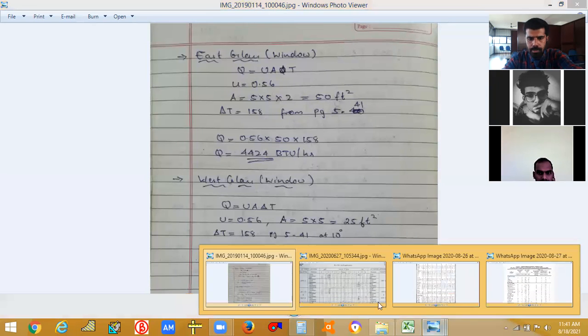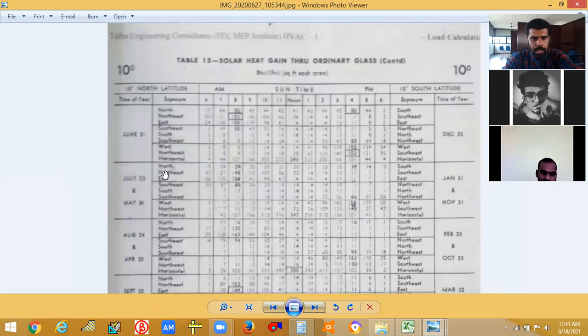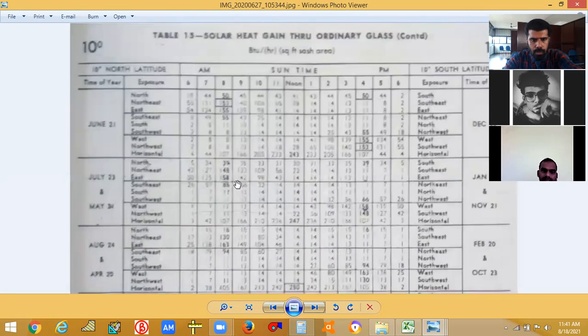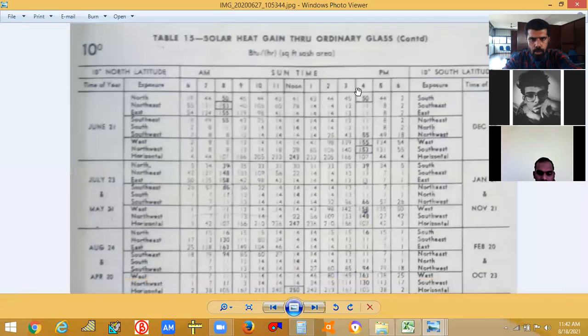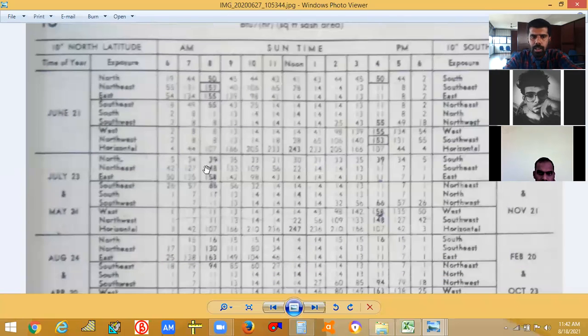For example, you can use the same step, but it is not from the north, it is from the east, and next from the west. So from the east, what will be the value? From 8 a.m. to 4 p.m.: 158, 142, 98, 43. 158 is the largest value. So delta T for the east wall will be 158. Correct? And for the west, let's see, how much? 11, 13, 14, 14, 14, 19, 142, 158. So 158. You can take 158 for that also.